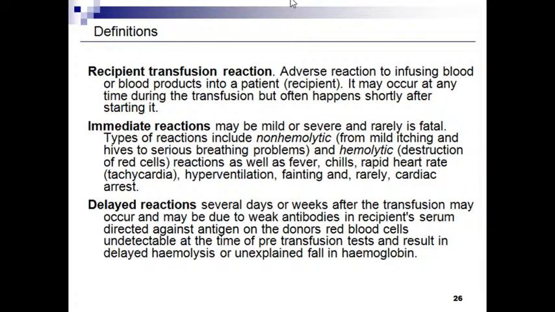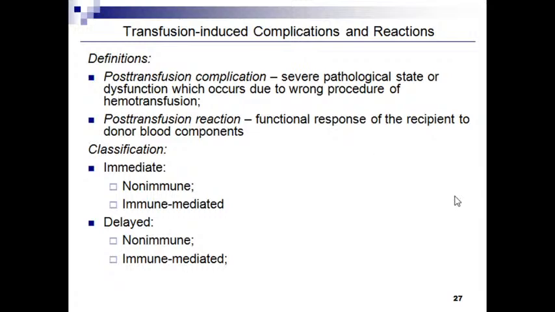So delayed reactions, several days or weeks after transfusion, may occur. It may be due to weak antibodies in recipient serum directed against antigens on the donor blood cells, undetectable at the time of pre-transfusion tests, and result in delayed hemolysis or unexplained fall in hemoglobin. So there are two types of reactions, immediate and delayed, and two mechanisms of reactions, non-immune and immune-mediated.